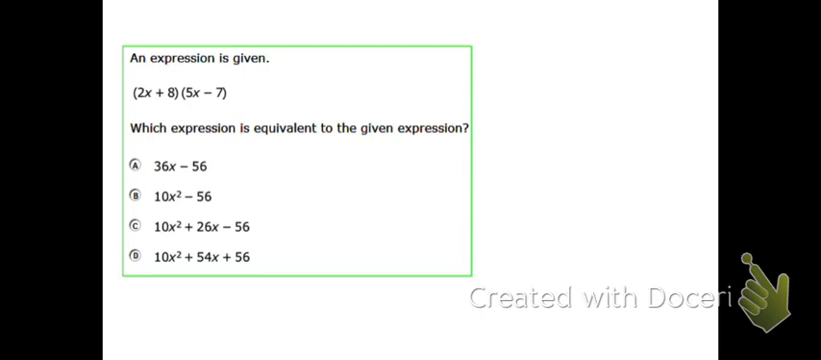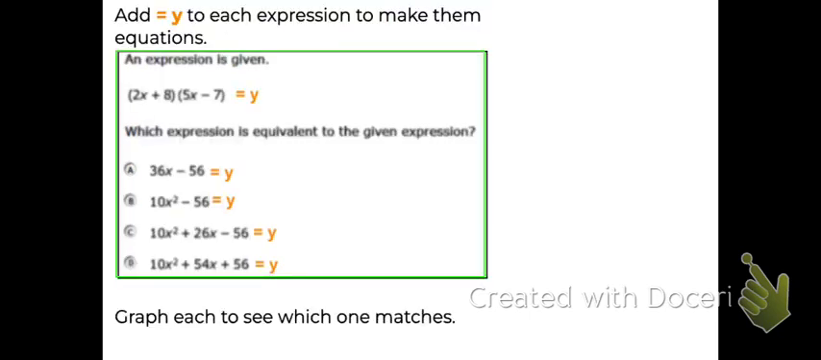Here's another. It's giving us an expression. It wants us to know which of these expressions is equivalent. So again, expressions, no equal sign. I can't graph it. You could try to graph it on the state test calculator. It won't work. So you need to first add an equals y to each one.